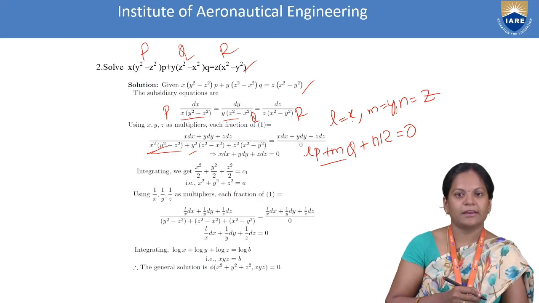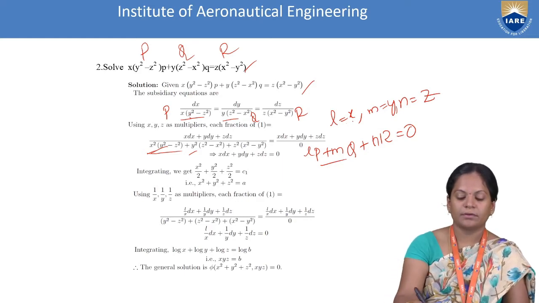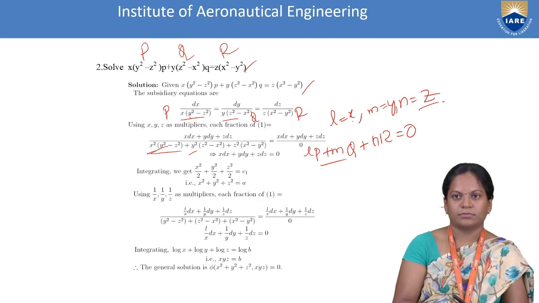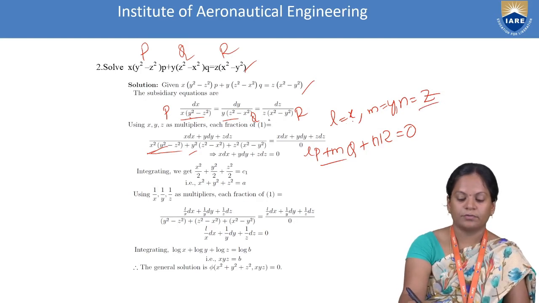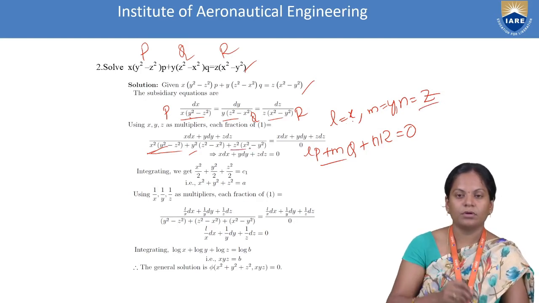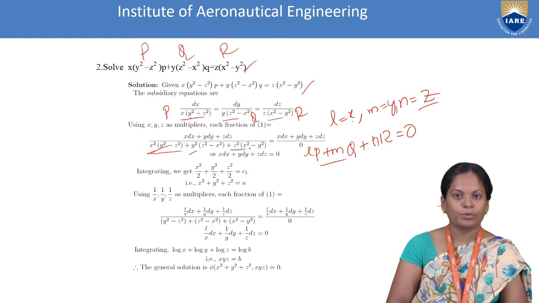Another one is N into R. What about N here? Z, I am choosing, Z into Q. What is R here? Z square into x square minus y square.